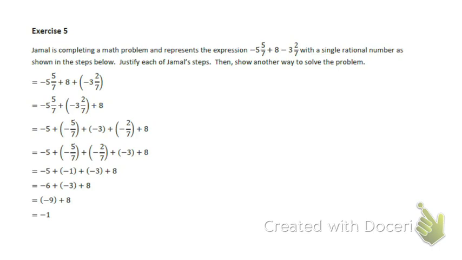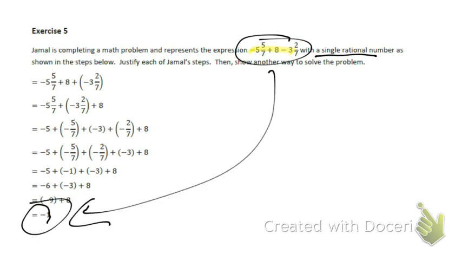Alright, let's do this one final problem, I believe. Yeah, so this is the last problem. Jamal is completing a math problem and represents the expression. So that's the problem. He's representing this expression with a single rational number. That means he's getting the answer to this problem with one single number all the way down there.